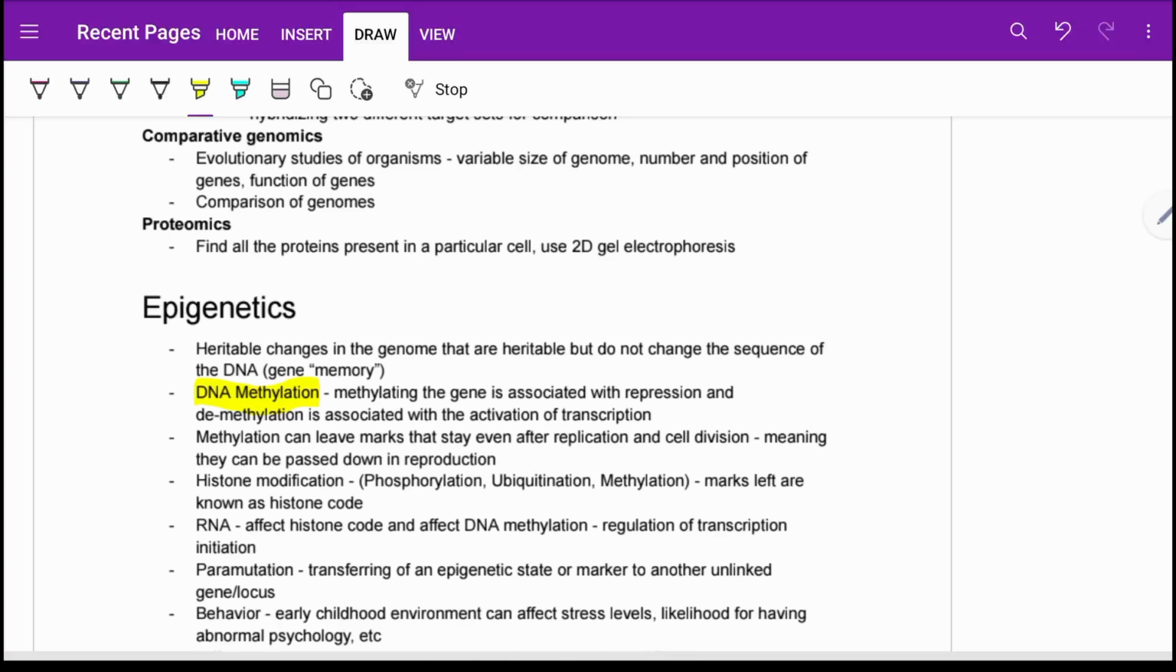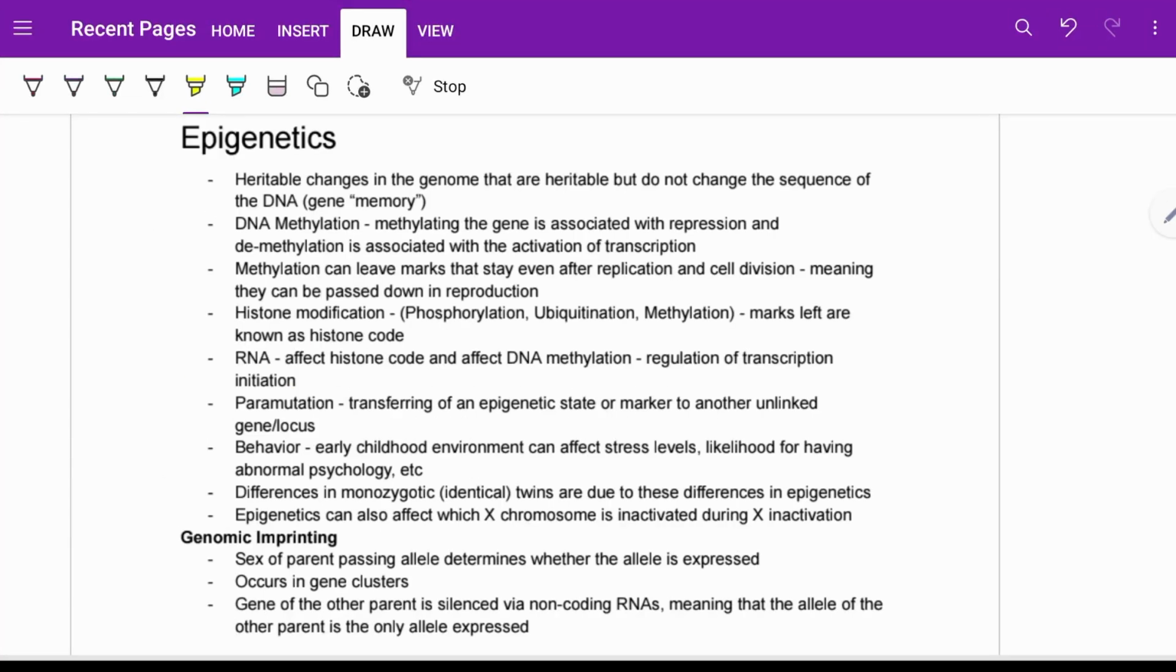All right, and now we are going to be talking about epigenetics. So epigenetics are heritable changes in the genome that do not change the sequence of the DNA. So basically, the sequence of the DNA remains completely unchanged. ACG is still ACG, but there are markers on that DNA or things like histone proteins that are heritable that will change the expression of the DNA and therefore the phenotype.